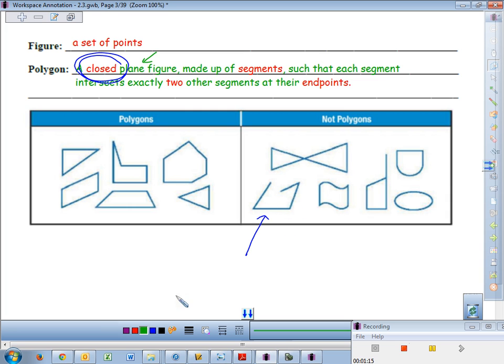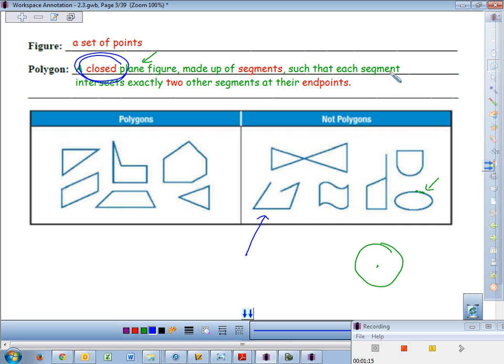Made up of segments. What do you think about this guy? Is that a polygon? Obviously it's not. But why not? Segments are straight, and this is a curve. This is made up of nothing but points for it to come around. That's an ellipse. Even a circle is not a polygon because it's not made up of segments. Are you with me on that? So it's got to be made up of segments.